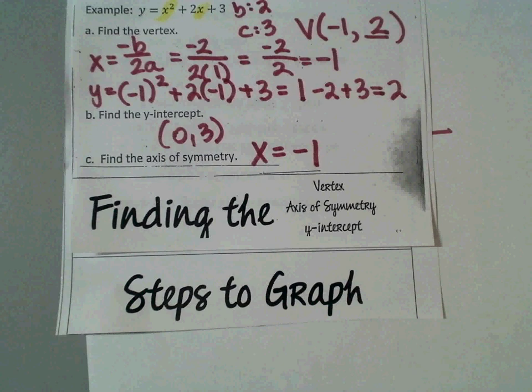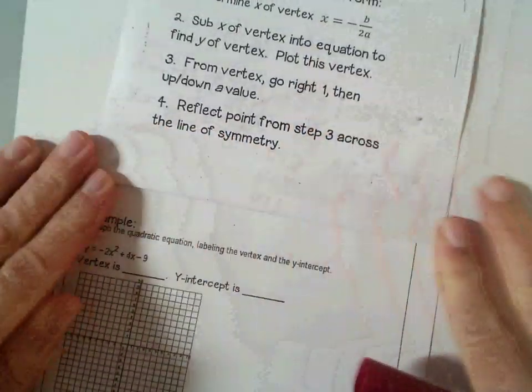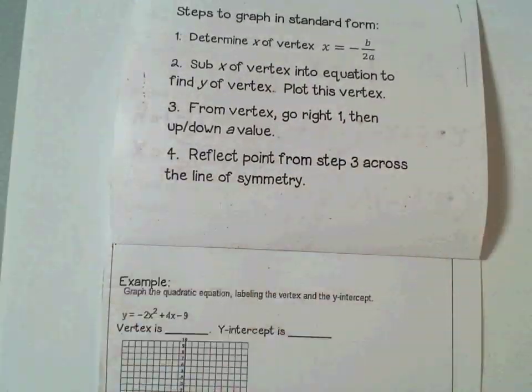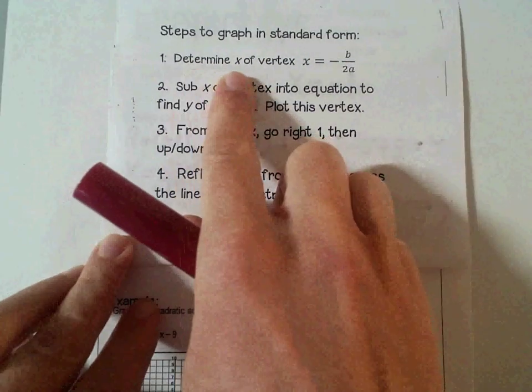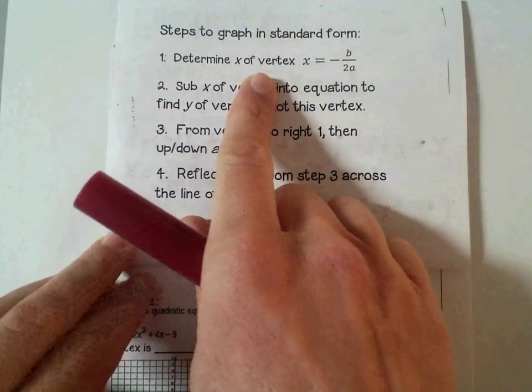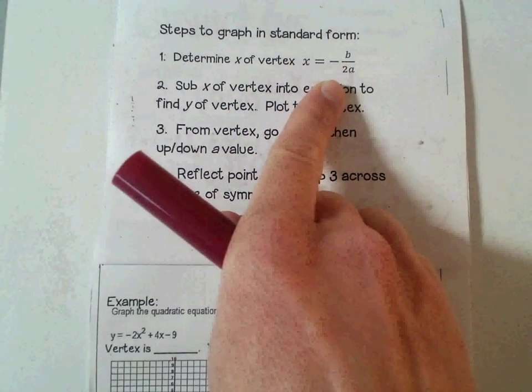Okay, on the next tab, steps to graph. We're going to open this one up, and we're now going to graph the quadratic. So steps to graph are right up here. The first thing you have to do is determine the what? Vertex. So we already know how to do that. That's when we use this opposite of b over 2a. So let's get started on that part.